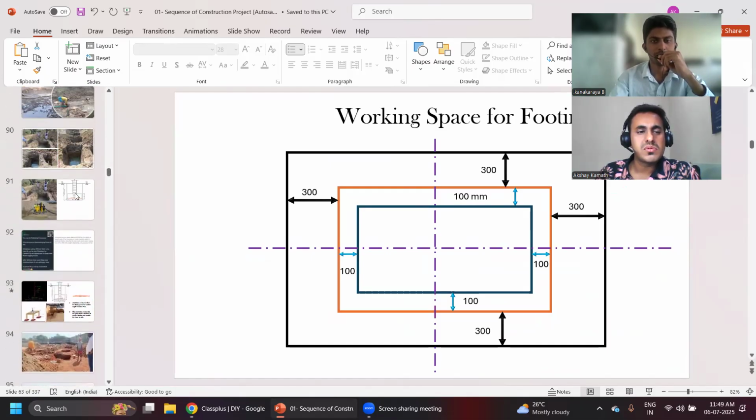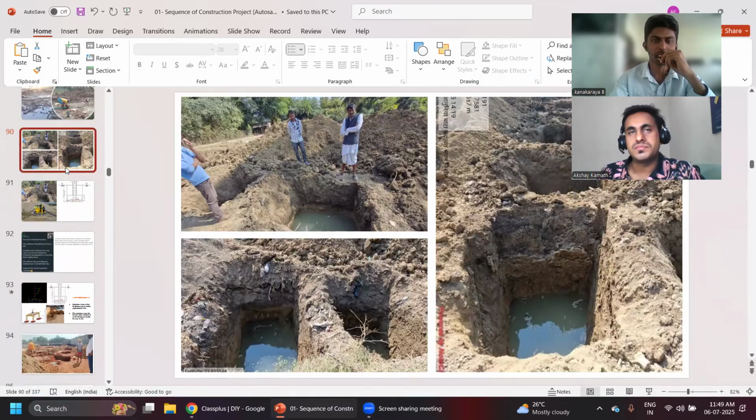Sir, it is 300 mm. Where is it written? Sir, in the code book. Which code book? It is in IS 1200, and in the CPWD specification they have written it. Okay.